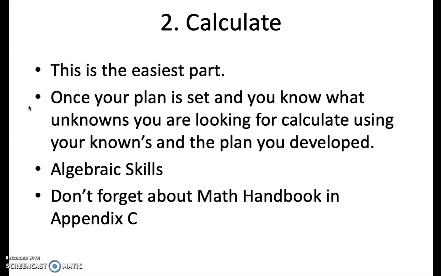Now, the second step is calculate. This is actually the easiest part. Once your plan is set and you know what unknowns you are looking for, calculate using your knowns and the plan you developed. This is where you want to use your algebraic skills. Don't forget about the math handbook in the appendix. Every chemistry book has an appendix which has a little bit of review of some basic algebra skills that you need to be familiar with. So you can look into that as well, and I highly recommend just reviewing that.